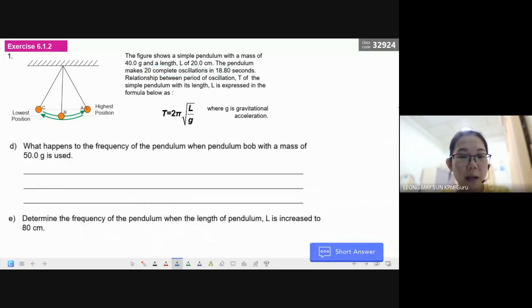What happens to the frequency of the pendulum when the pendulum bob with a mass of 50 grams is being used? You see that this is actually quite a long question because this is supposed to be a 2-mark question.